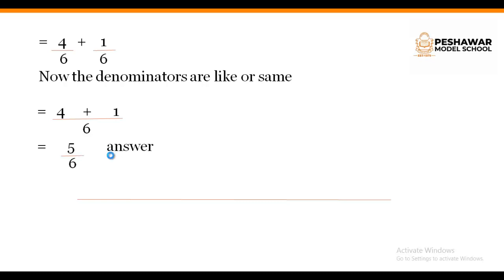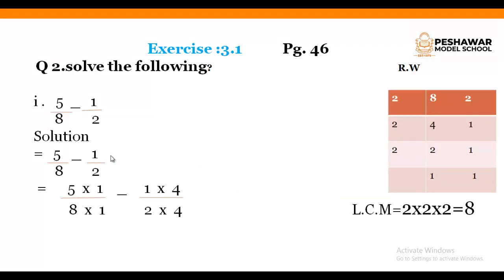Let's start another question, that is exercise 3.1, page number 46, question number 2. I am going to solve a subtraction sum now. Part number 1, 5 by 8 subtract 1 by 2. Solution, I will start with the equal to sign. Write the question as it is in the very first step. Then check the denominators, that is 8 and 2.